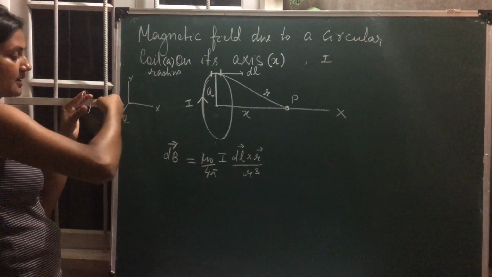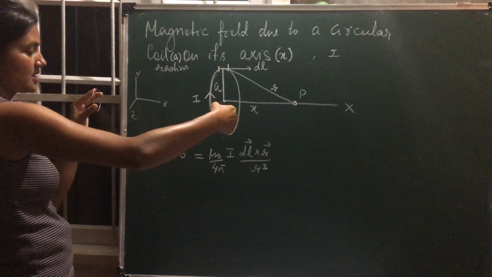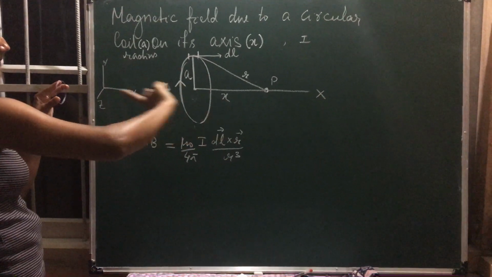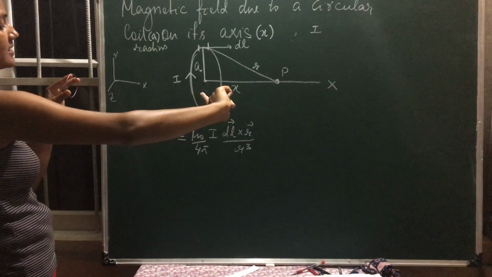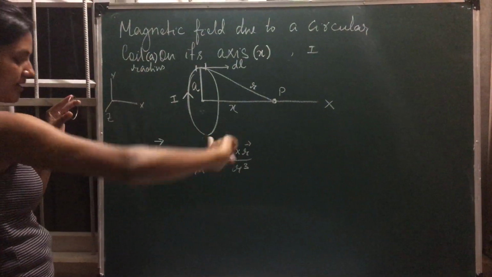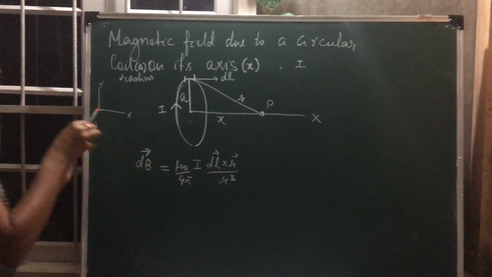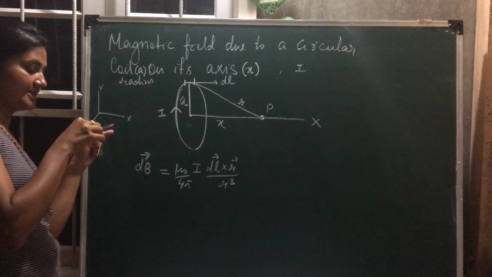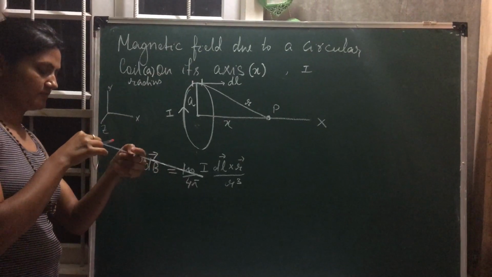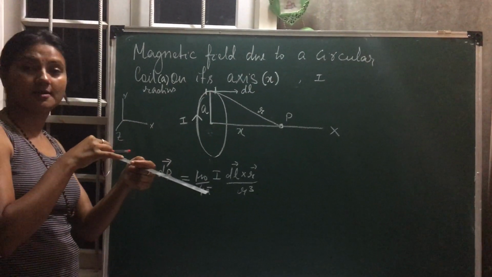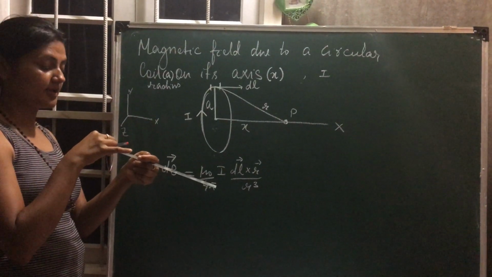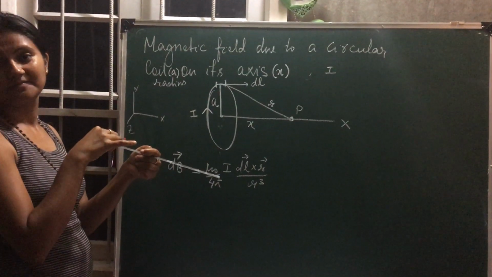Now the axis, this is the one, right? This is R, right or not? Now what is the angle between dL and R? See, dL, right? Isn't this the tangent? And this is R, right? What is the angle between dL and R? Isn't it 90 degrees? Yes?